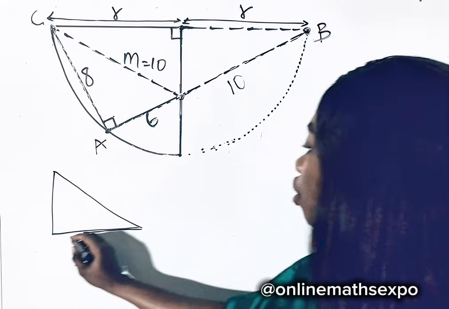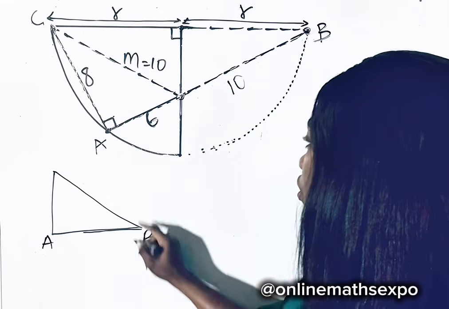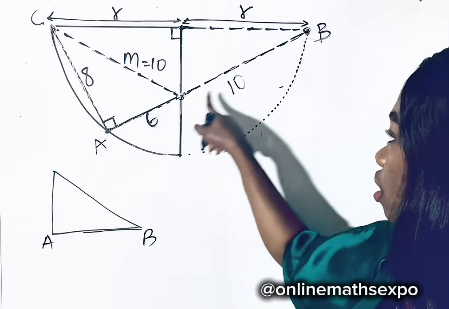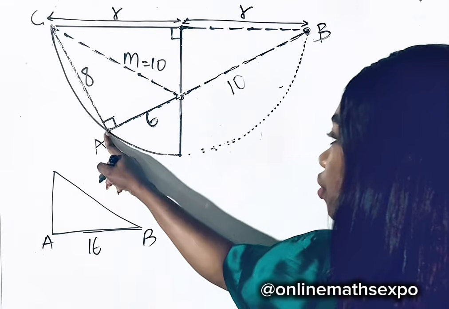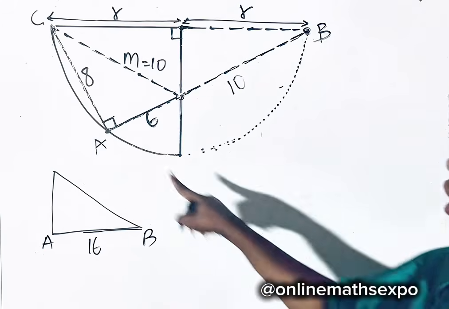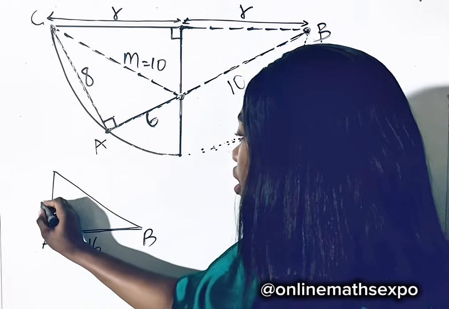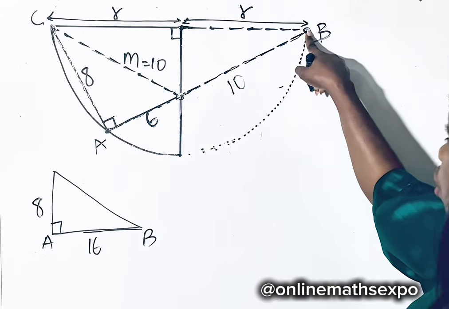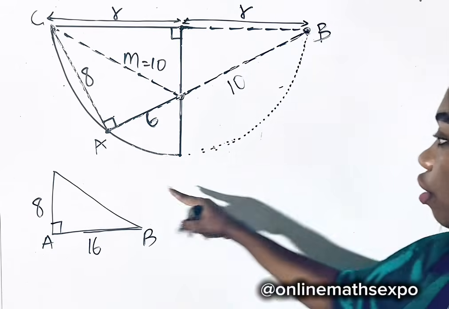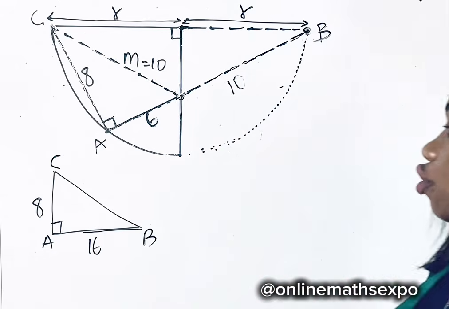A to B is given as, from here to here, this is 6, this is 10. So add these two lengths, it gives you 16. So we have this to this is 16 units. From here to here is given as 8 units, and it's right angles here. Our duty is to find the whole of this, A, B to C, from this to this. So what should we do?